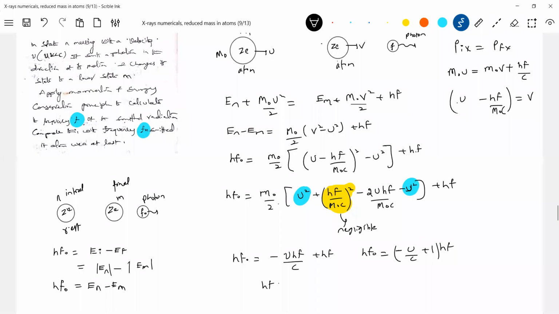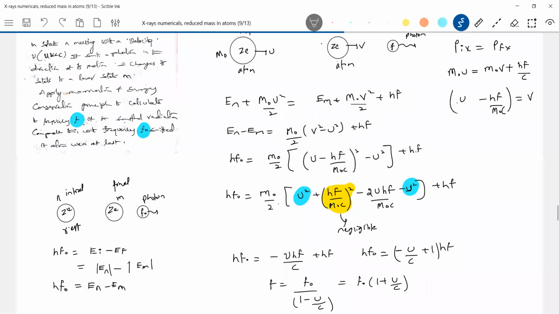So what is the equation for hf? h also gets eliminated. So f equals f naught by (1 minus u by c), which by binomial expansion, again neglecting higher order terms, ends up as f naught times (1 plus u by c). So what is the frequency of the emitted photon? You check it. Will it be more than when it is at rest, or less than that?